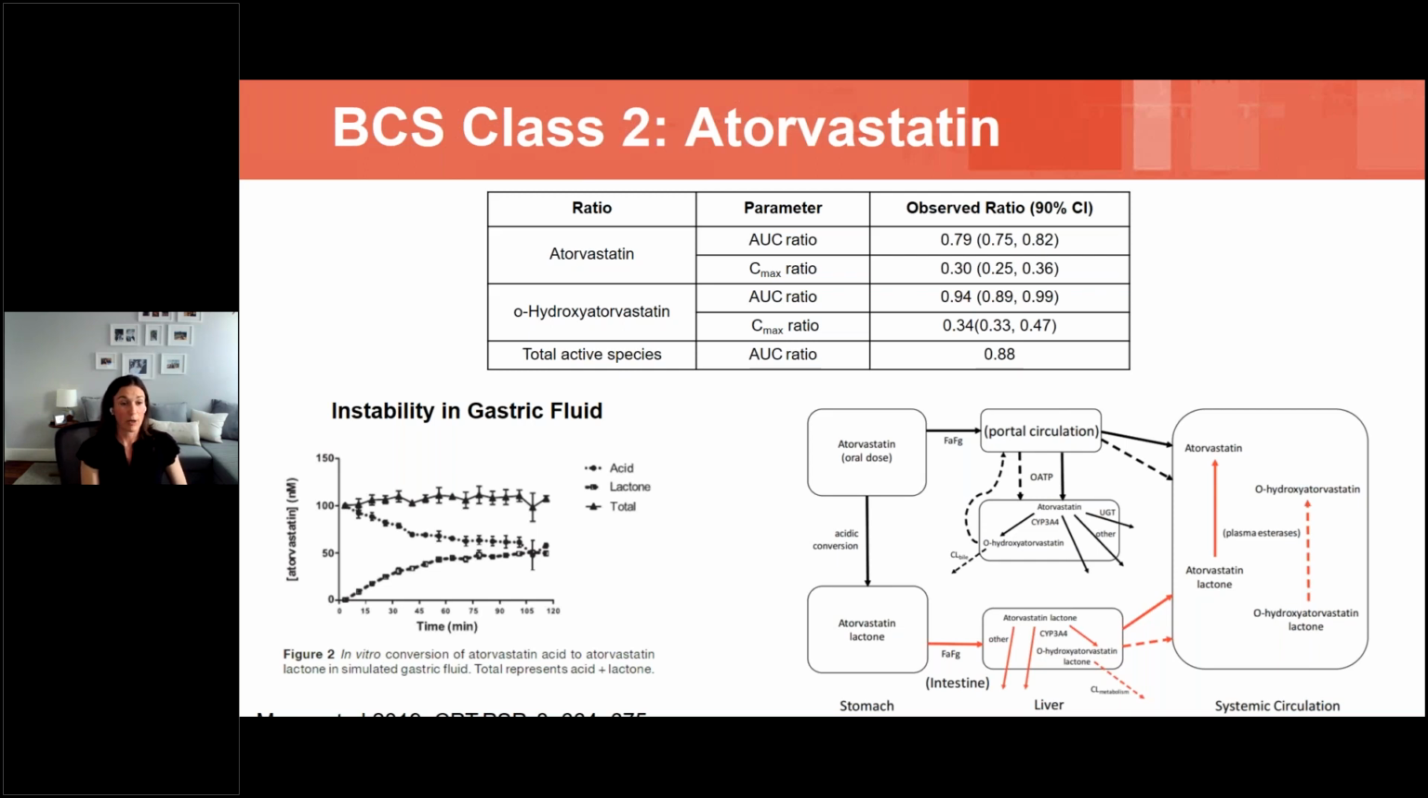And it is quite complicated, the disposition of atorvastatin. She also found out that atorvastatin is really unstable in gastric fluid. On the left-hand side is a picture from her publication, and the reference is at the bottom of the slide. She shows that with time, the atorvastatin acid converts to the lactone in the low pH, and this is what you would expect happens in humans in the stomach. The figure on the right shows that atorvastatin has quite a complicated disposition. It shows the disposition of atorvastatin and some of its metabolites.